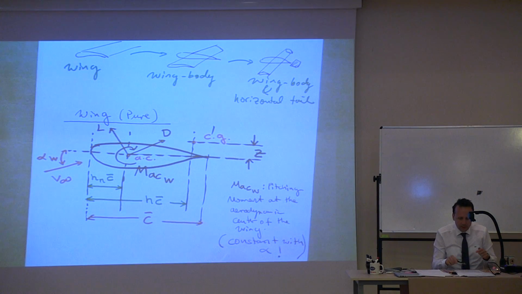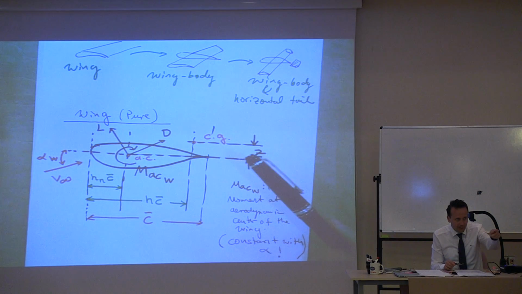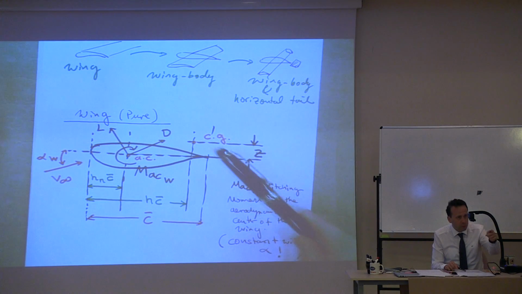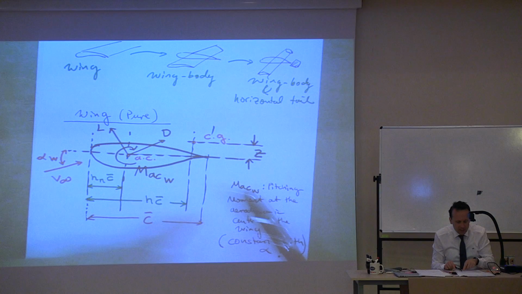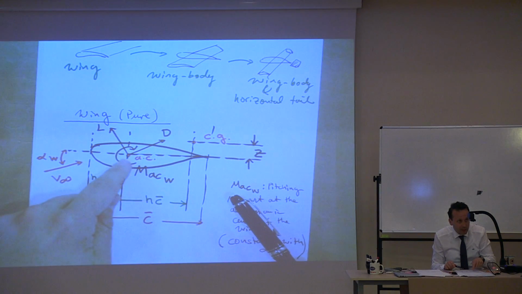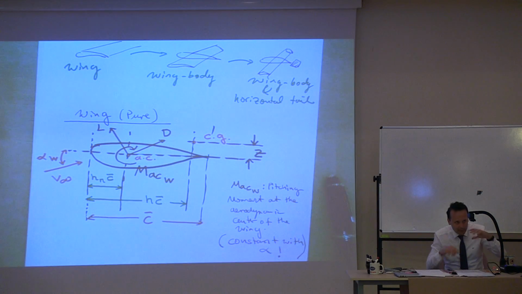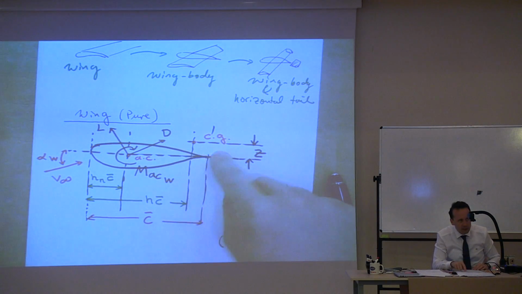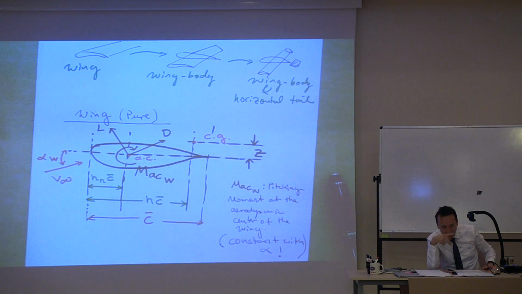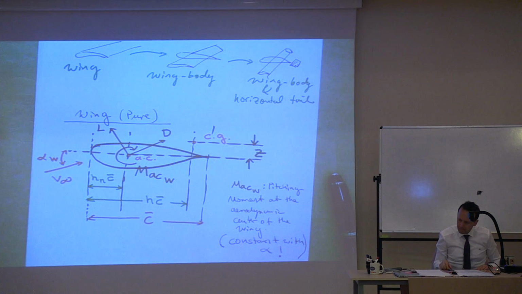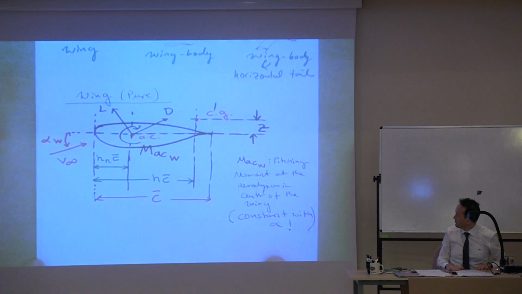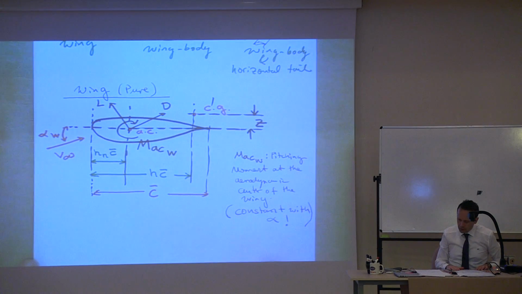So we are interested in the moment with respect to the CG. Understand? So I'm going to take the moment with respect to the CG. When I say M, this M is now the moment at the aerodynamic center. When I say CM, that big M, that is at the CG. It is still the body fixed coordinate system and so on and so forth. Is that okay? All right, so any questions about this picture? So this is my pure wing.